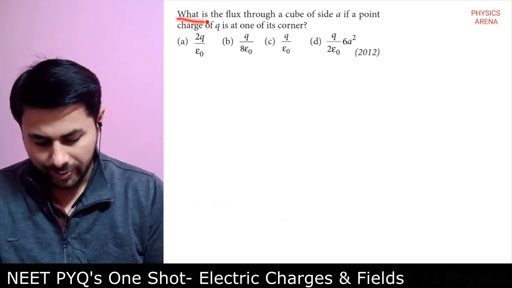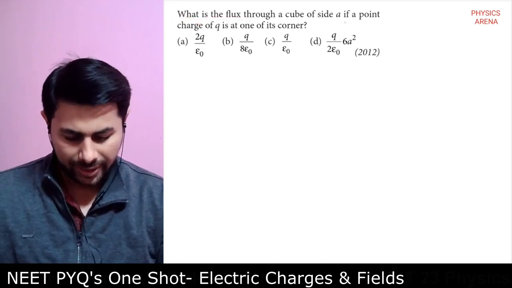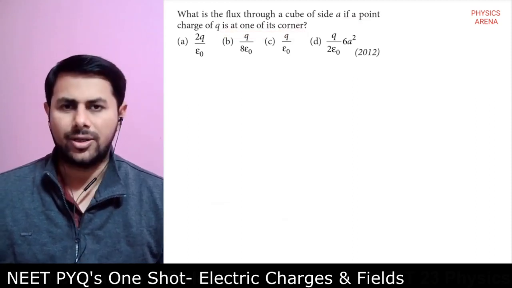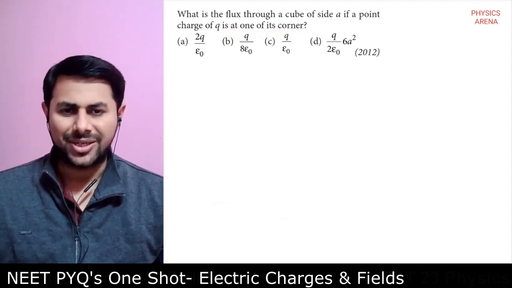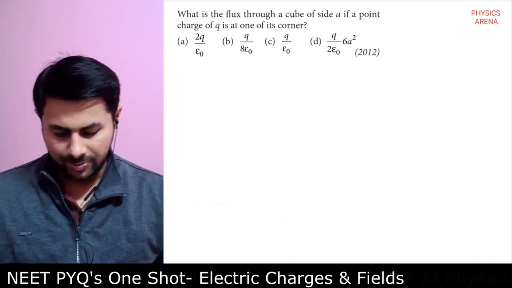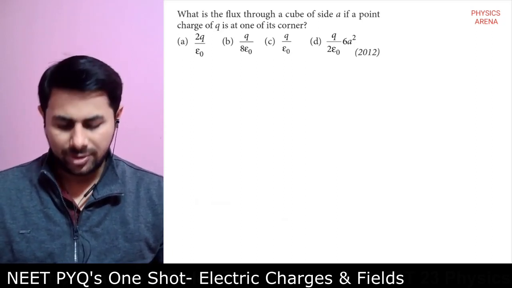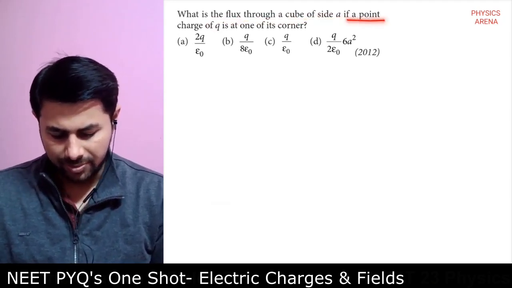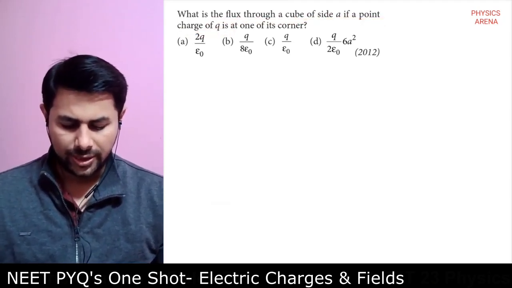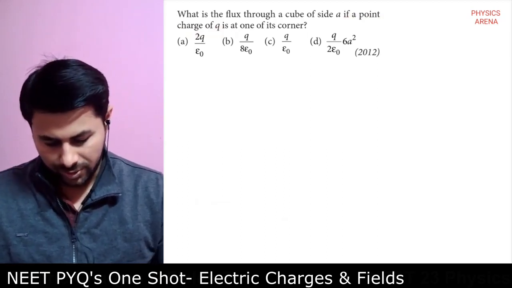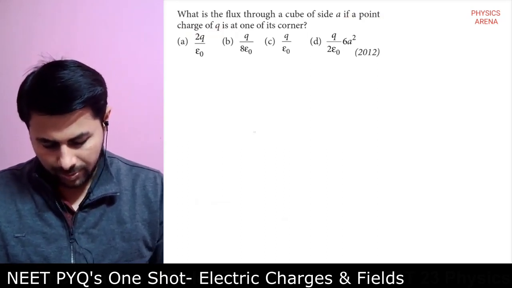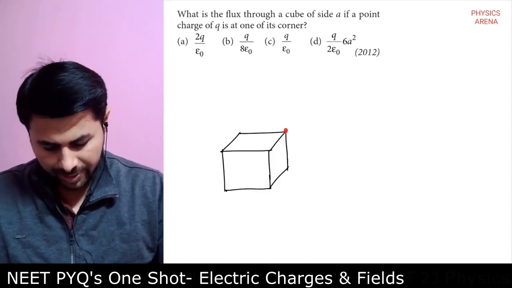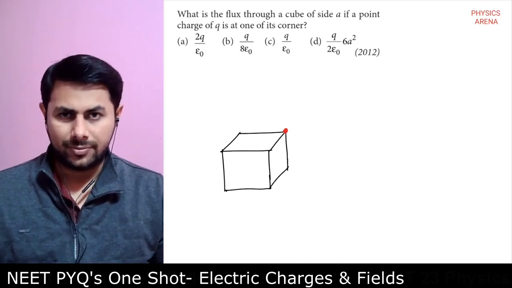So let's see this problem. What is the flux through a cube of side A if a point charge small q is at one of its corner? So this is very, very simple. And this question is repeated quite a lot of times. Suppose I draw a cube like this and the charge is kept here at one of its corners.